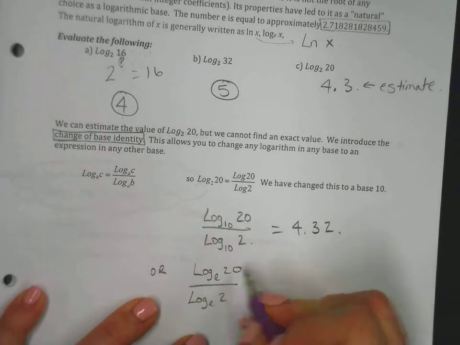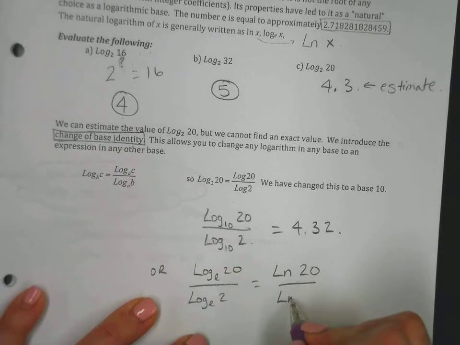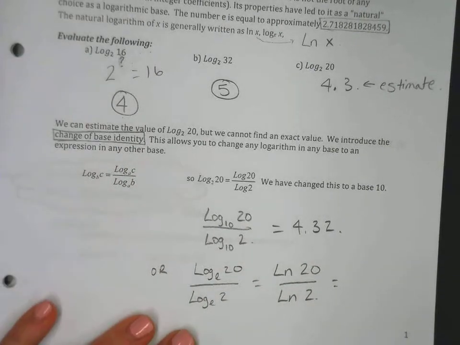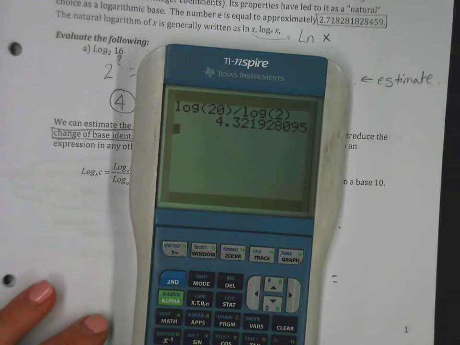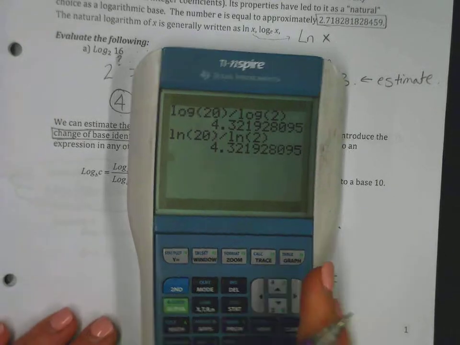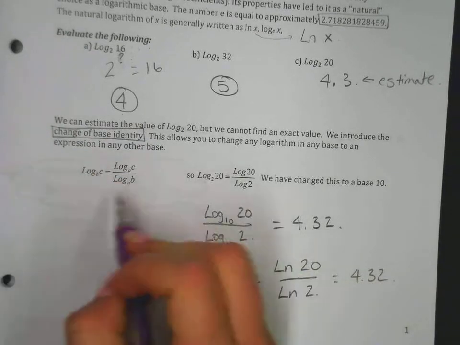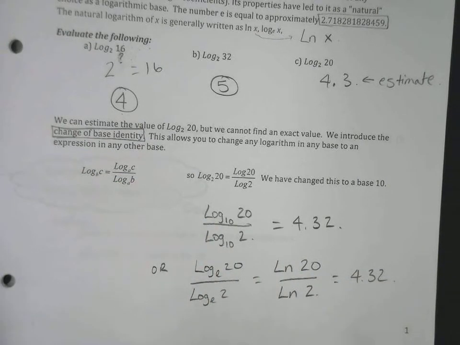But technically a log base e can be rewritten as just log of 20 divided by log of 2. It's like a short form. So if I take log of 20 now and divide that by log of 2, I should get the exact same answer, 4.32. So the change of base identity allows you to change the base of any logarithm to any base that you want in the world.